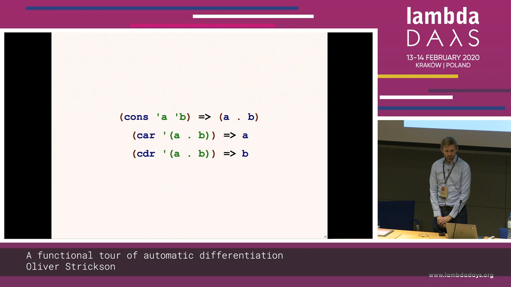You can extract the first and second elements of a pair with car and cdr, the sort of traditional names. And when applied to a list, it does that.